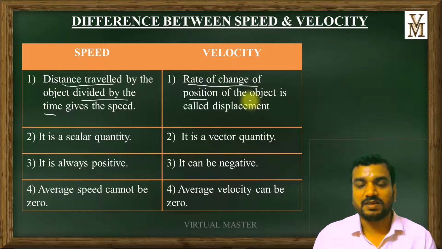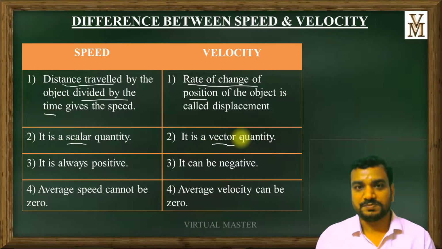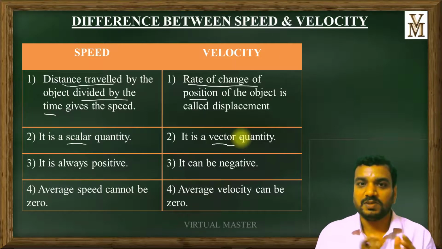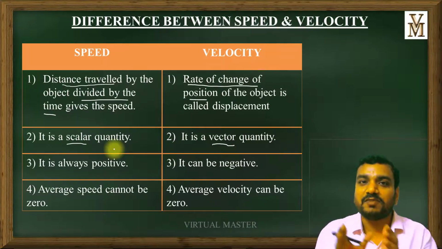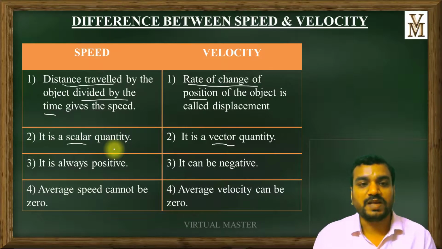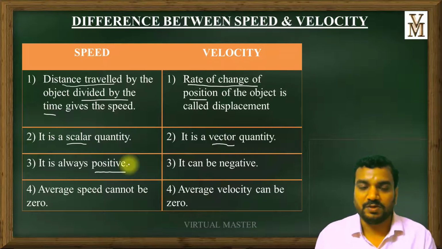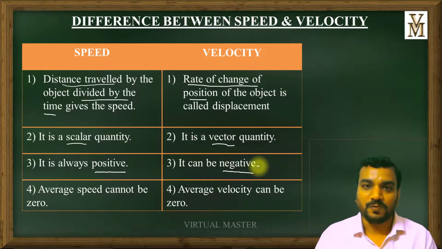Now the second difference between speed and velocity is that speed is a scalar quantity, whereas velocity is a vector quantity. Which means speed does not have direction, whereas velocity has direction. Next, we know that distance can never be a negative value, right? So speed will always be positive. That means the value of speed will never be negative. Velocity can have a negative value because displacement can have a negative value.